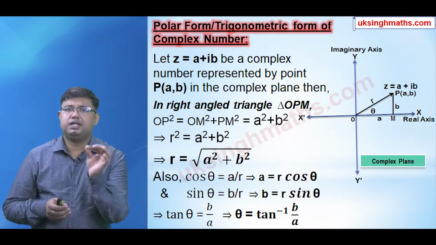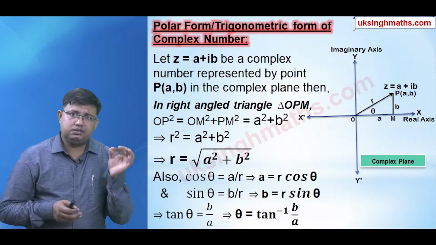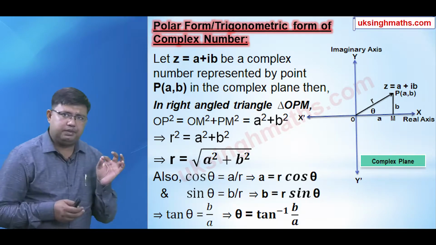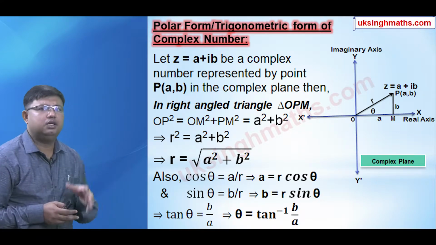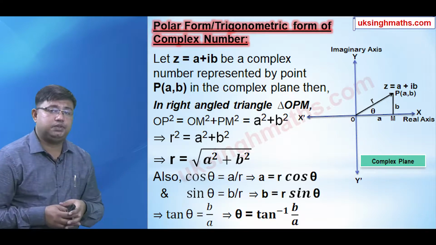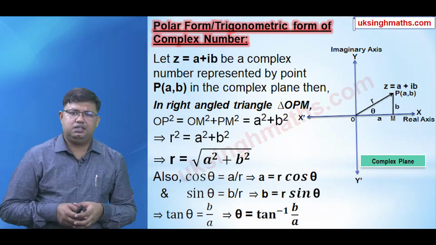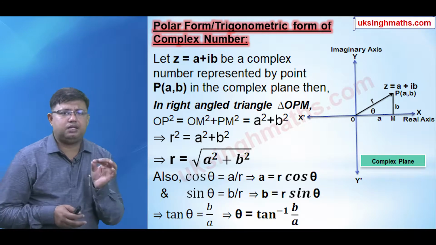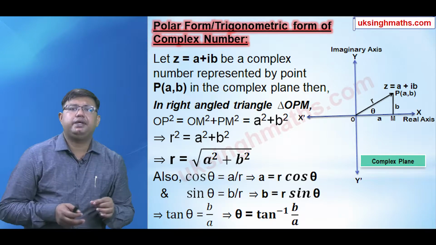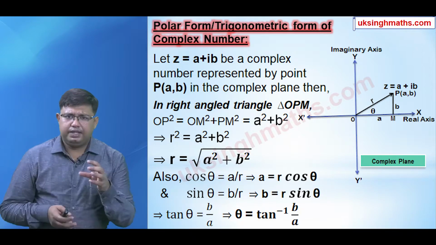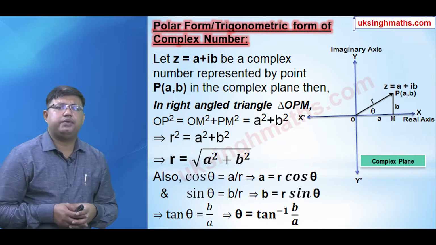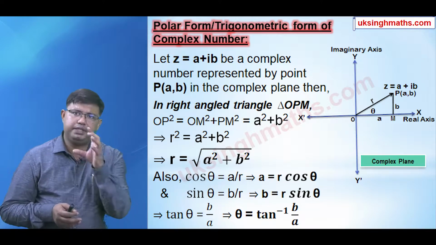Let z equal to a plus ib be a complex number. Then we know that this complex number can be represented in the complex plane by an ordered pair (a, b). Let the point P represent this ordered pair in the complex plane as shown in the diagram. By using very basic concept of geometry, you can easily visualize that this a, which is the real part of the complex number z, denotes the x coordinate or abscissa of this point P, that is distance OM is equal to a, and the imaginary part of this complex number, that is b, represents the y coordinate of this point P or the ordinate of this point P, that is PM equal to b.